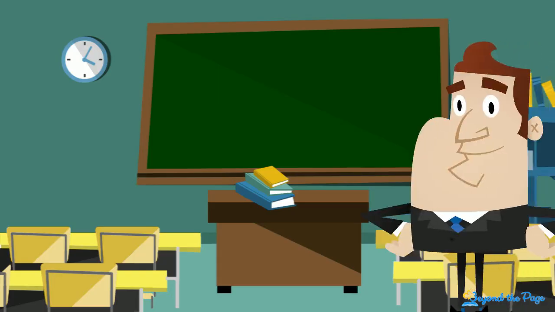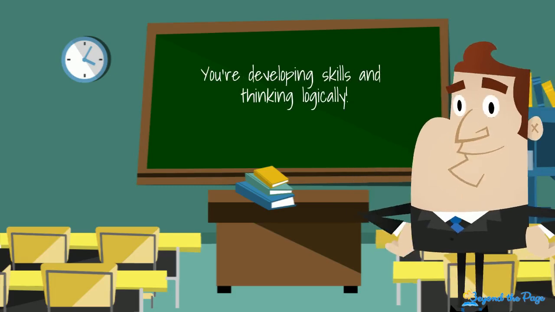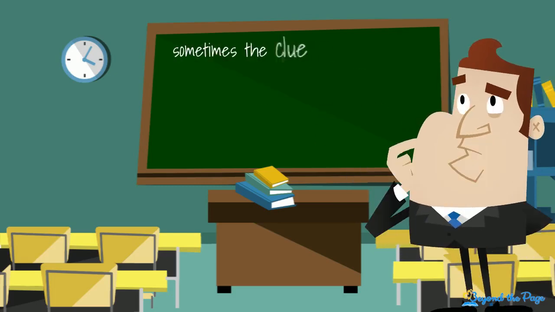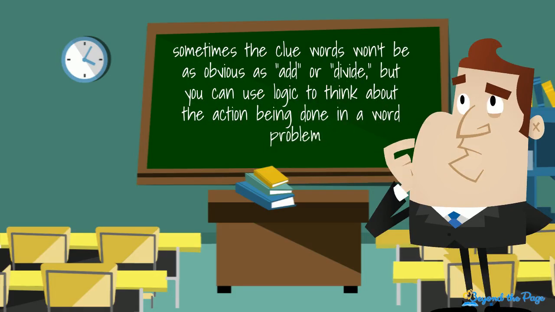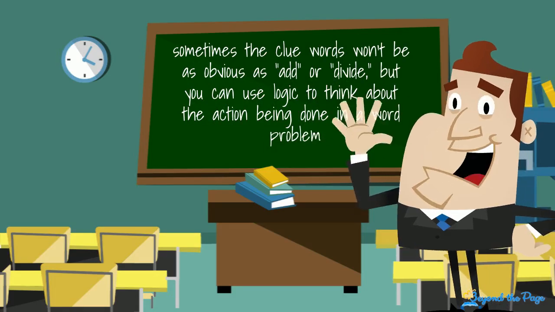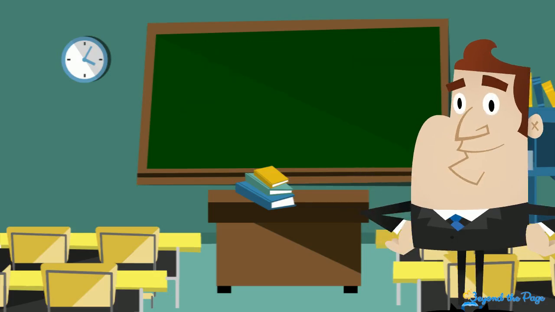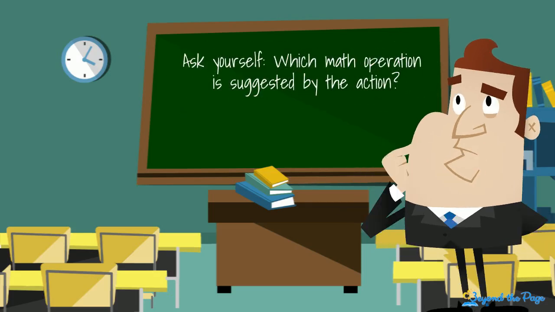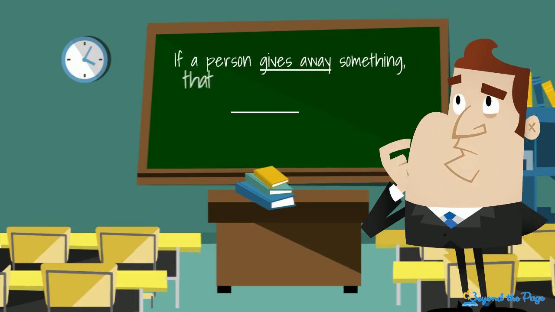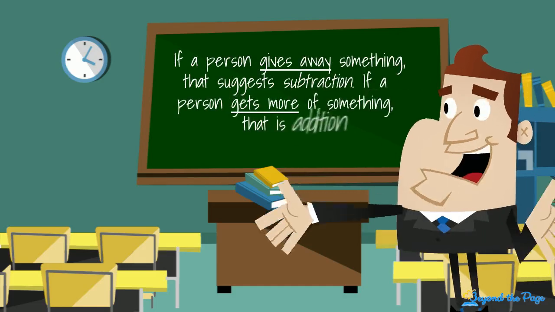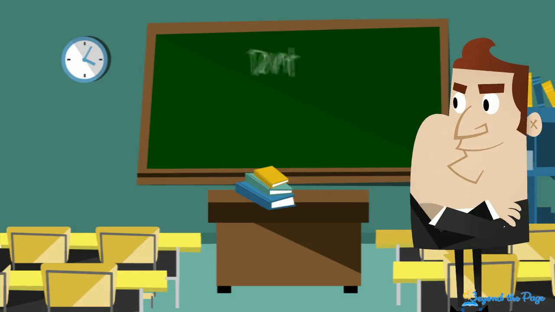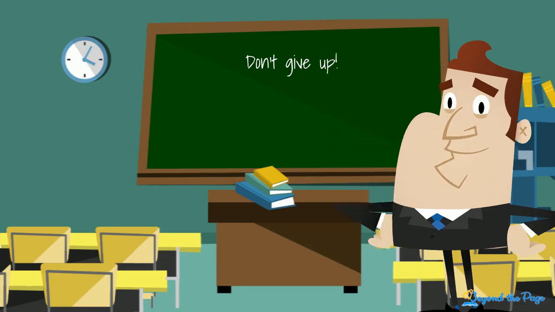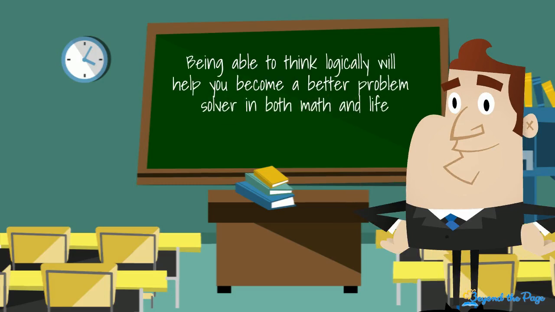As you solve word problems using equations, you're developing skills in thinking logically. For example, sometimes the clue words won't be as obvious as "add" or "divide," but you can use logic to think about the action being done in a word problem. Ask yourself, which math operation is suggested by the action? If a person gives away something, that suggests subtraction. If a person gets more of something, that is addition. Keep practicing and don't give up. Being able to think logically will help you become a better problem solver in both math and life.